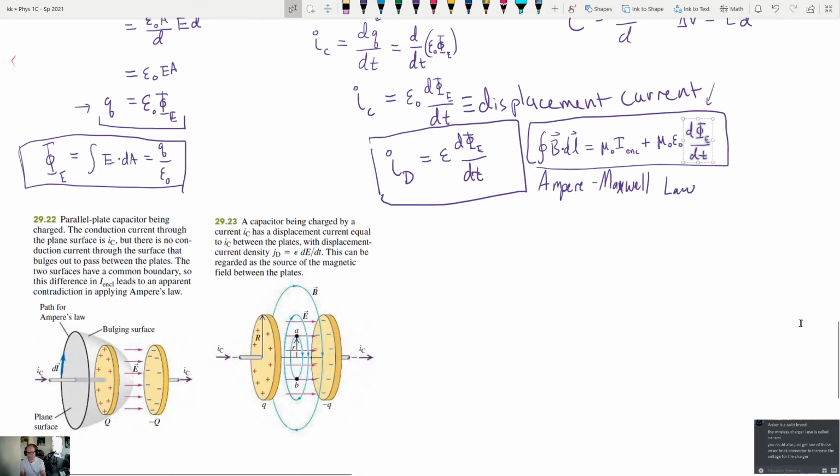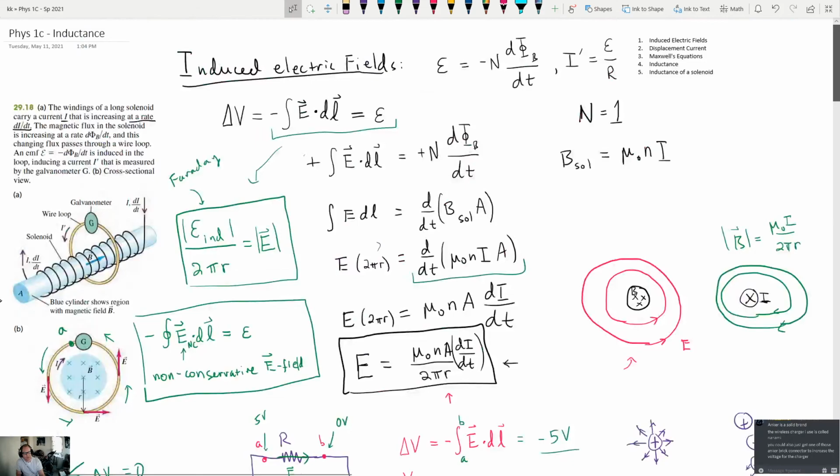Anyone have any questions? If not, we're going to summarize Maxwell's equations and talk about how they interrelate with each other. So that's the next thing we want to do.